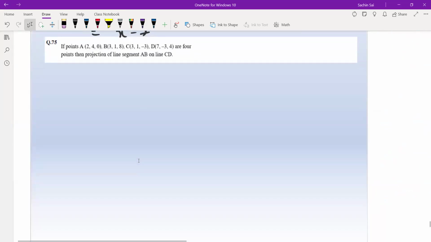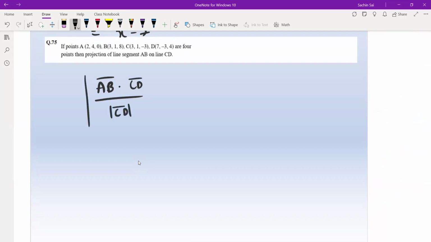Question 75, 4 points are given. Projection of line segment AB on CD. So what is the projection of AB on CD? It is AB bar dot CD bar by modulus CD bar, whole modulus. Right? You're trying to find the length of the projection. So you take a modulus after finding this one. Right? And because A, B, C, D are given, you can easily find AB bar and CD bar.